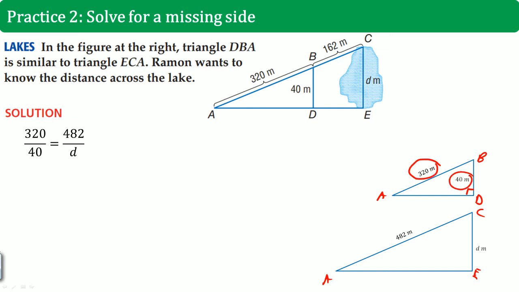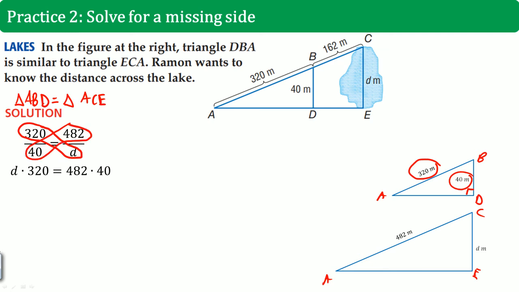So they compared triangle A, B, D is equal to triangle A, C, E. That's what they're comparing here. Is equal to 482 divided by the value of D. Cross multiply, so 320 times D is what you get when you cross multiply. That's going to be equal to 40 times 482.